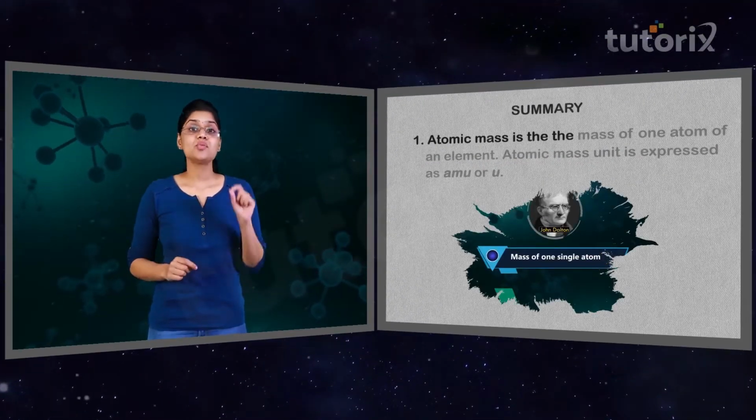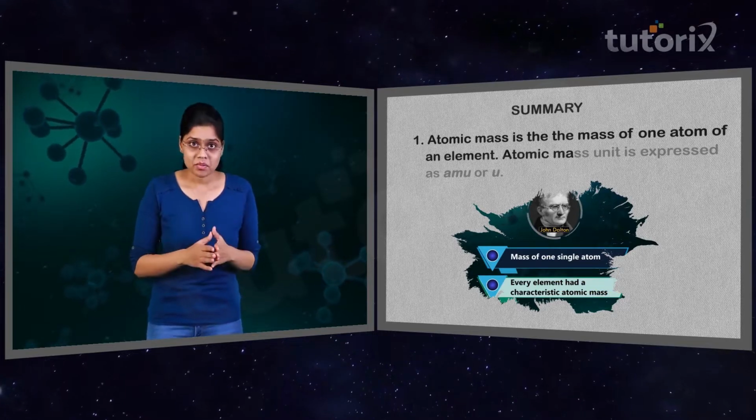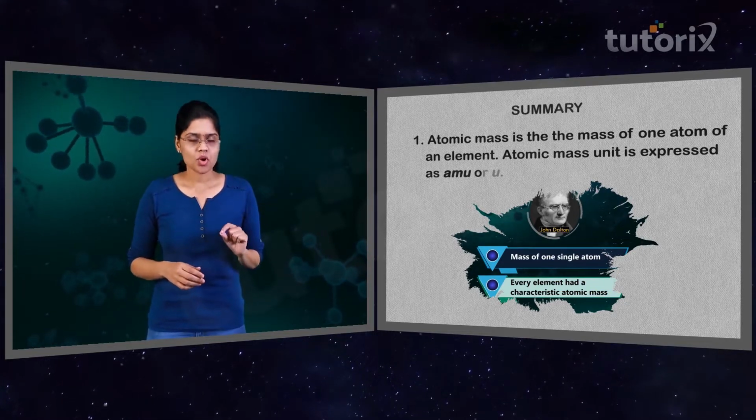So another interesting concept, let's quickly revise what we learned so far. Atomic mass is the mass of one atom of an element. Atomic mass unit is expressed as AMU or u.